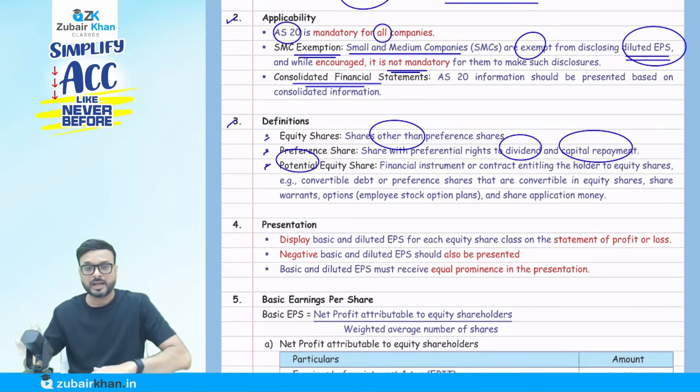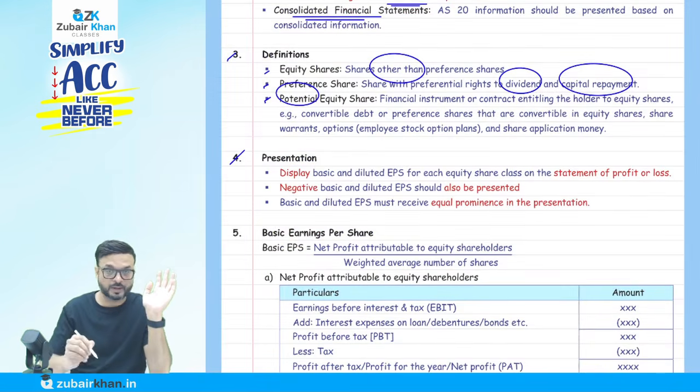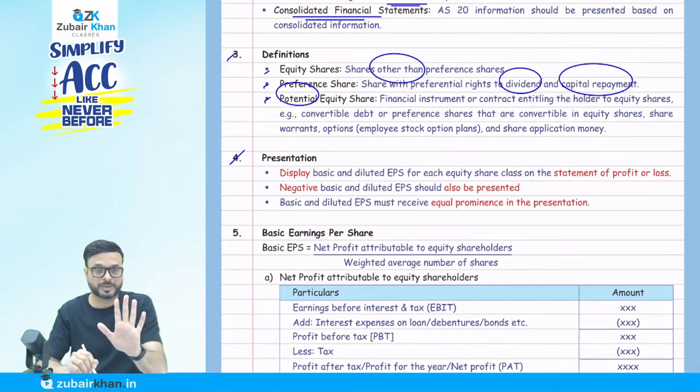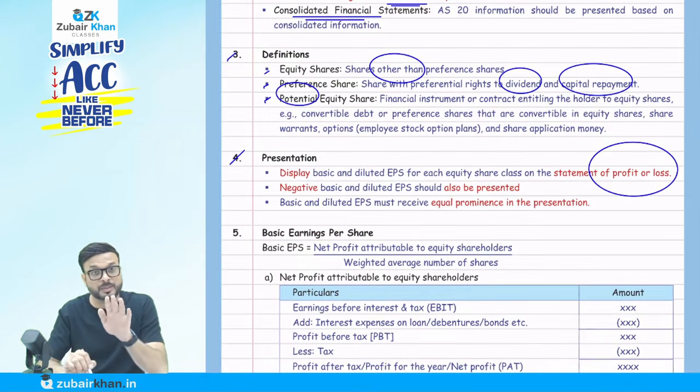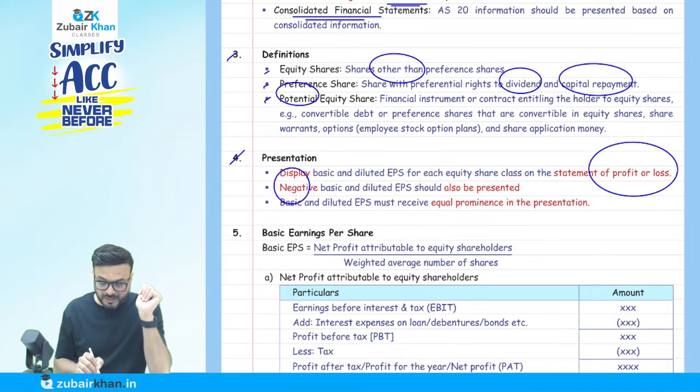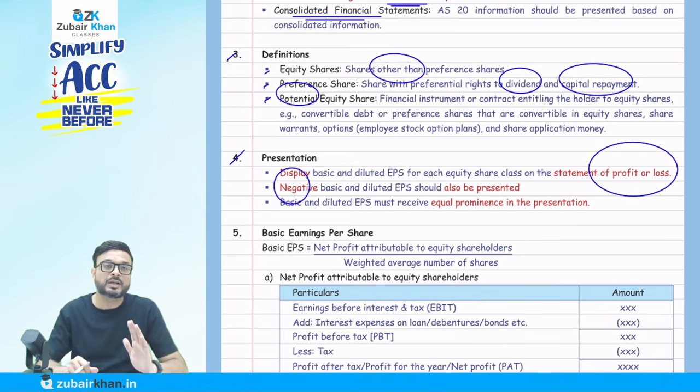I will discuss there. But this accounting standard talks about presentation and determination. Determination is how to calculate, and presentation is how to present. First, let's discuss how to present EPS and diluted EPS. First of all, EPS and diluted EPS we are going to disclose in the profit and loss account, not in the notes to accounts. Then any negative basic and diluted EPS should also be presented. If you have a loss, EPS is not going to come positive, it is going to come negative.